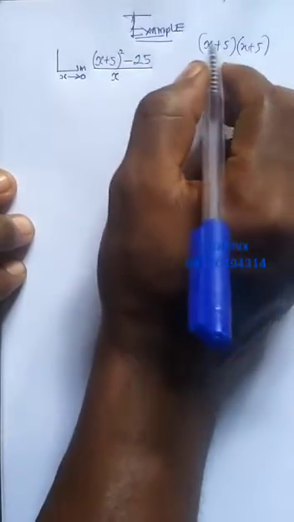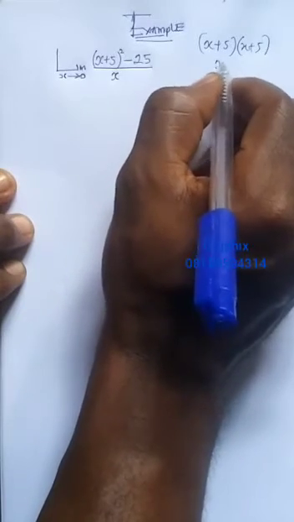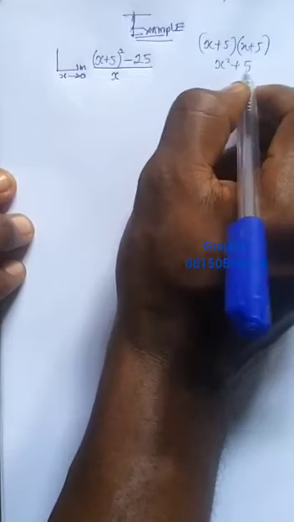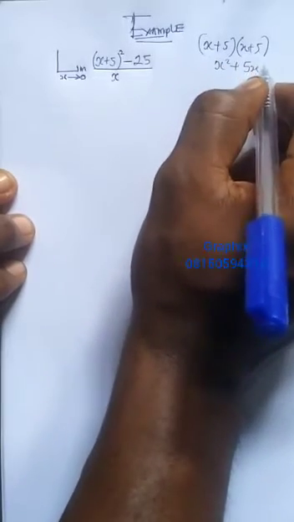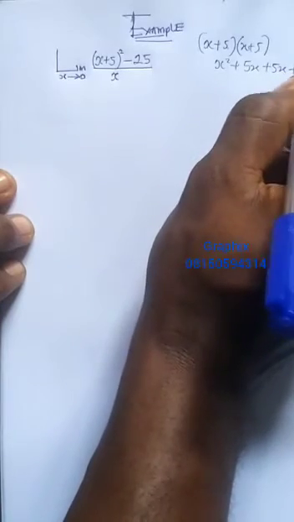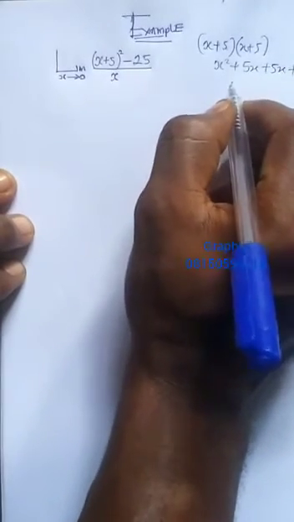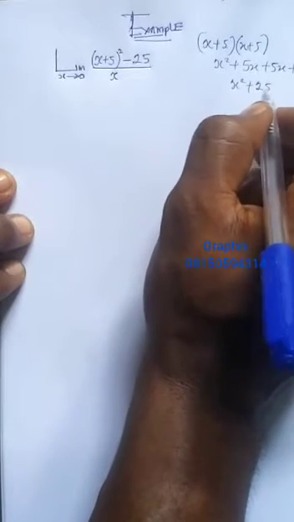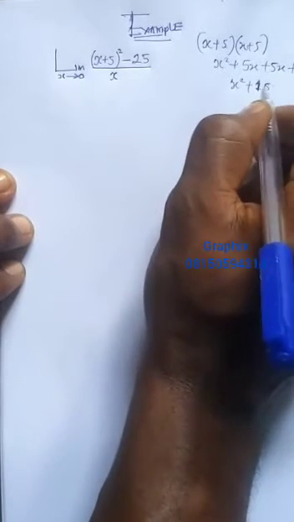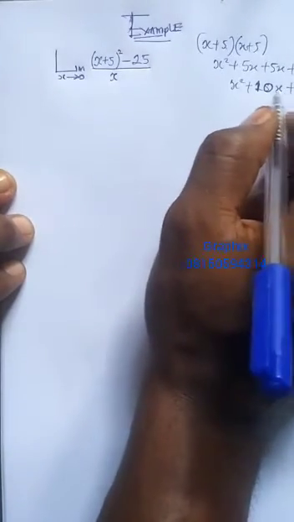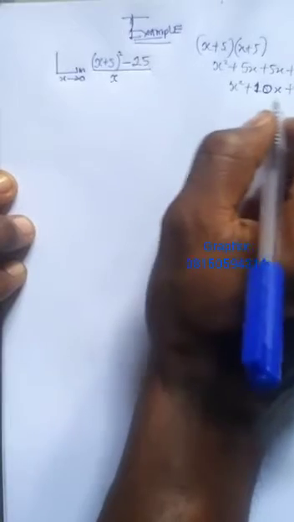Are we good? So when you multiply x times x, you'll be having x squared. Multiply x times 5, you'll be having 5x. Then 5 times x, you'll be having another 5x. Then 5 times 5, you'll be having 25. So in the long run, we'll be having x squared plus 10x plus 25. This is what we're having. So we can take this value that we've gotten here and impute it into this point here.